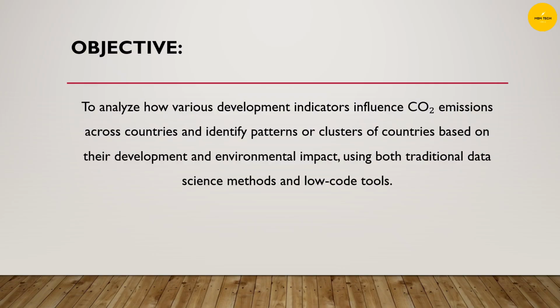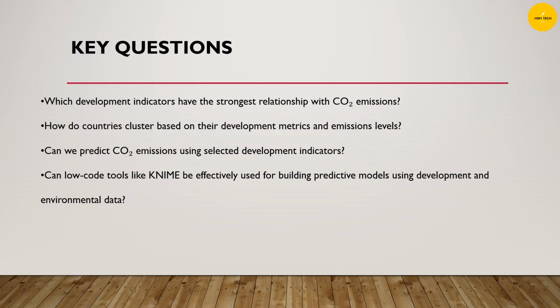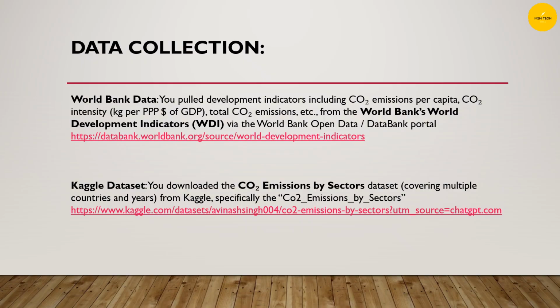The objective of this project is to analyze how development indicators affect carbon dioxide emission across countries. I also aimed to identify patterns or clusters among countries and evaluate whether low-code tools like KNIME can effectively support this analysis alongside traditional data science methods. The key questions that will be answered in this presentation are: which development indicators are more strongly related to carbon dioxide emissions? How do countries cluster based on these indicators? Can we predict emissions using selected indicators? And can low-code tools be used to do this effectively?